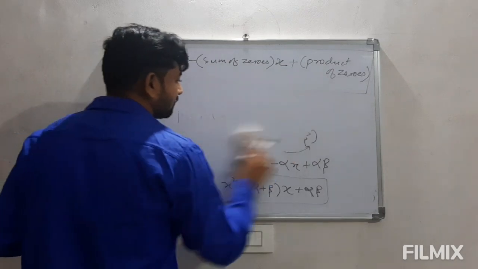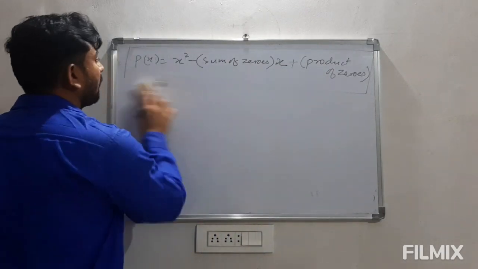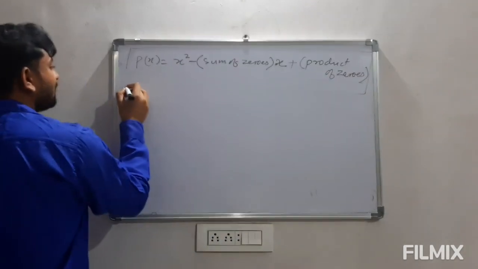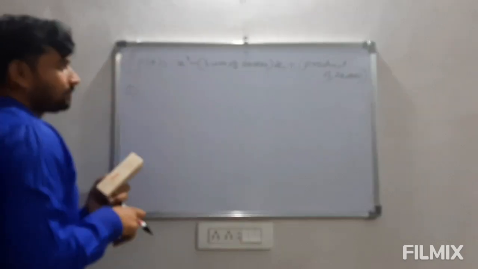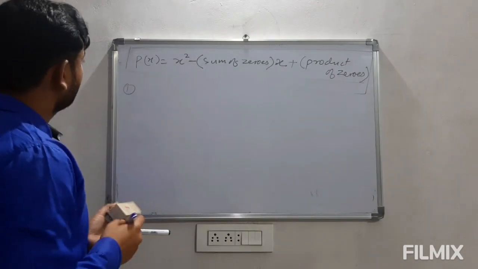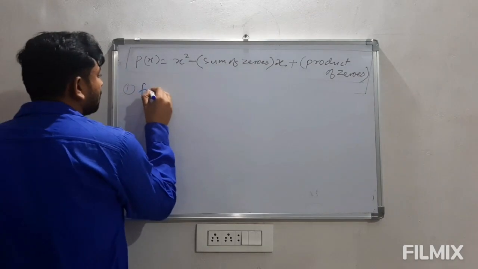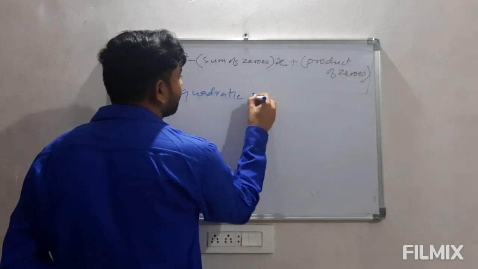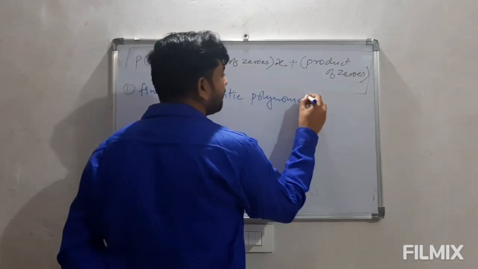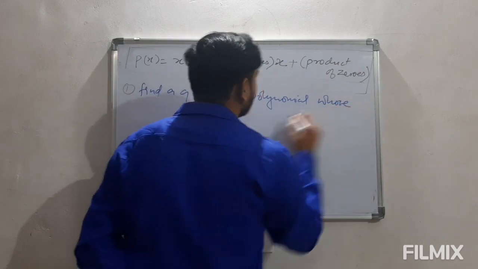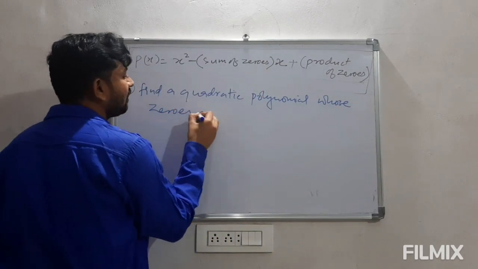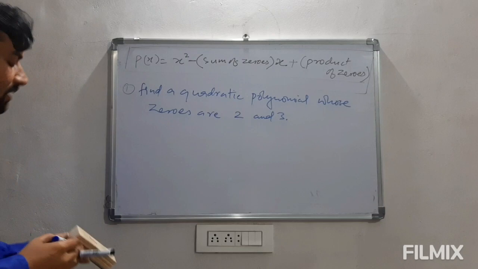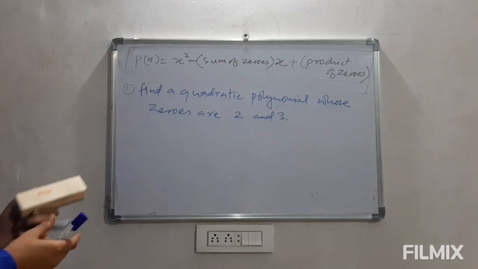So this is a really important result which we have to use. Now we can have a very simple question based upon this, like if we take a question 1. Find a quadratic polynomial whose zeros are 2 and 3. ऐसा क्वाड्रेटिक पॉलिनोमियल निकालिए जिसके zeros 2 and 3 है.